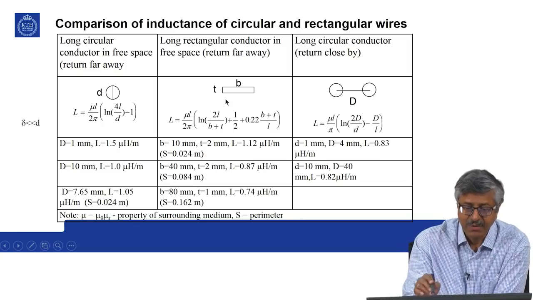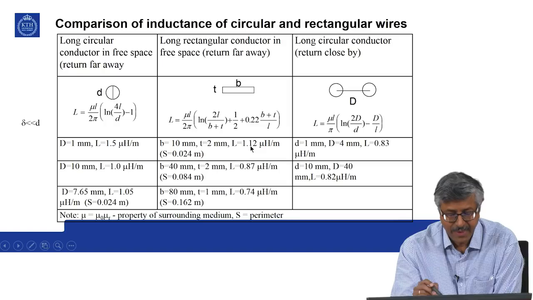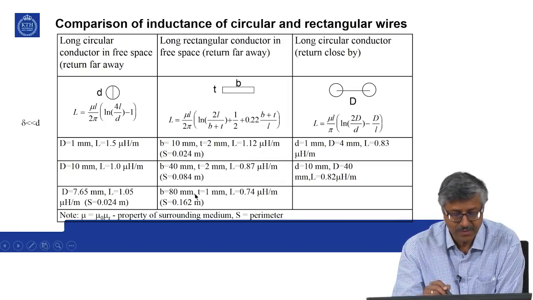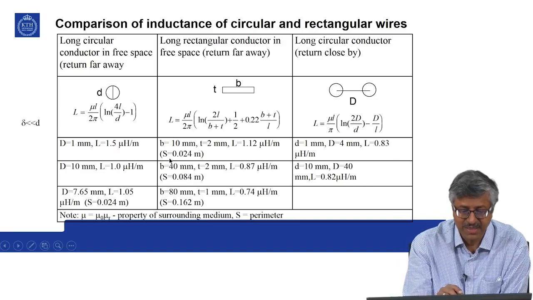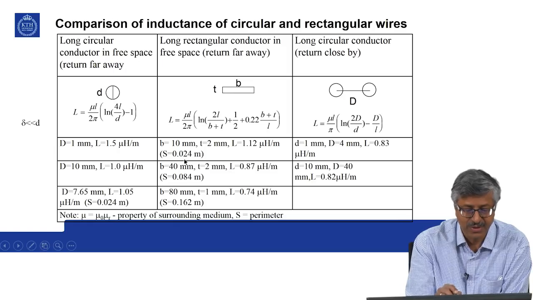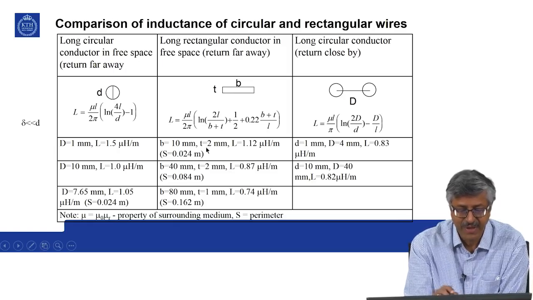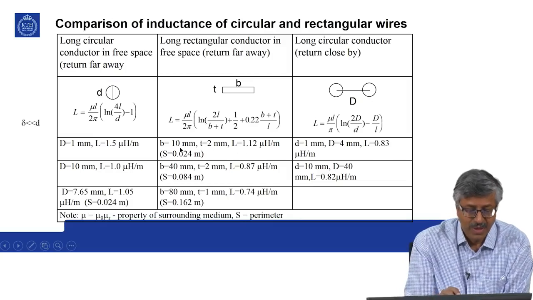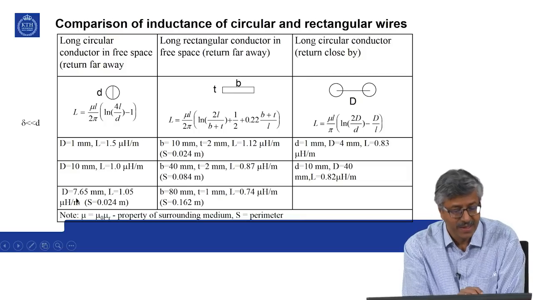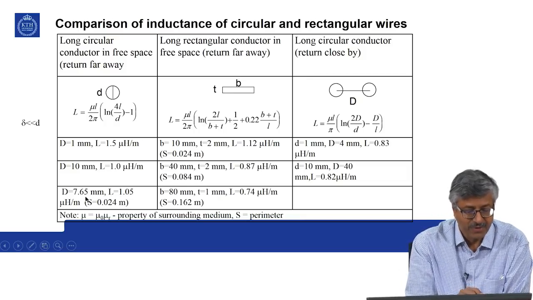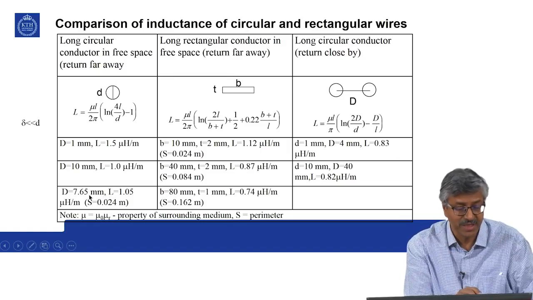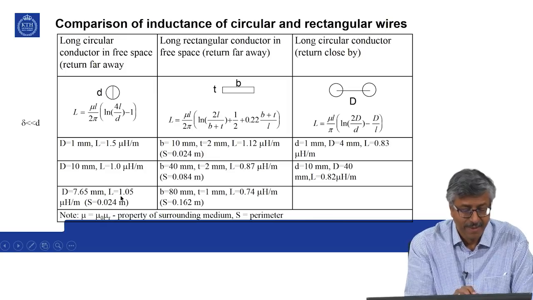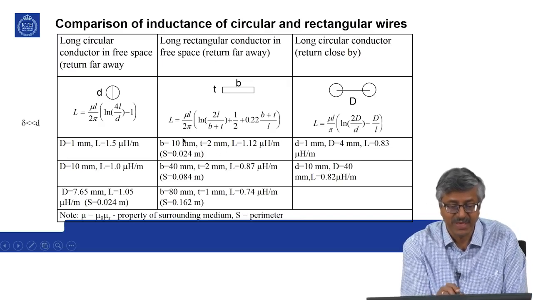Now, for the same thing with the rectangular conductor, this is the expression for inductance, and for a certain thickness, S equal to 0.024, you get the surface area, and inductance is 1.12. And to achieve that, you need a wire of diameter 7.65 millimeter, that is almost 1 centimeter. It is a very thick rod. You need that for achieving L equal to 1.05, whereas you can already achieve close to that value with a thin strip, which is very easy to realize.